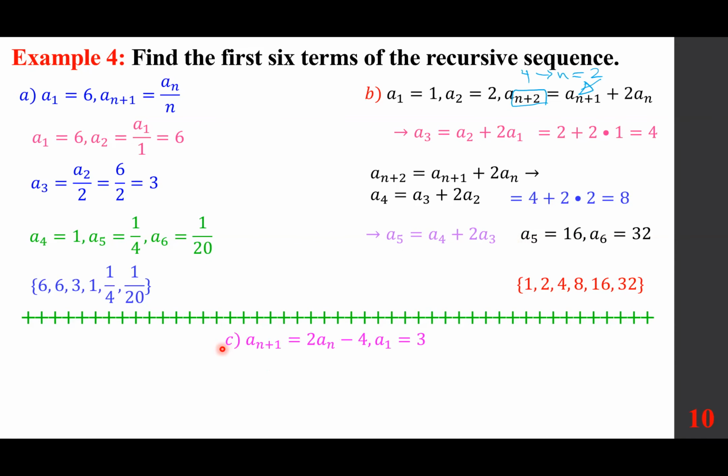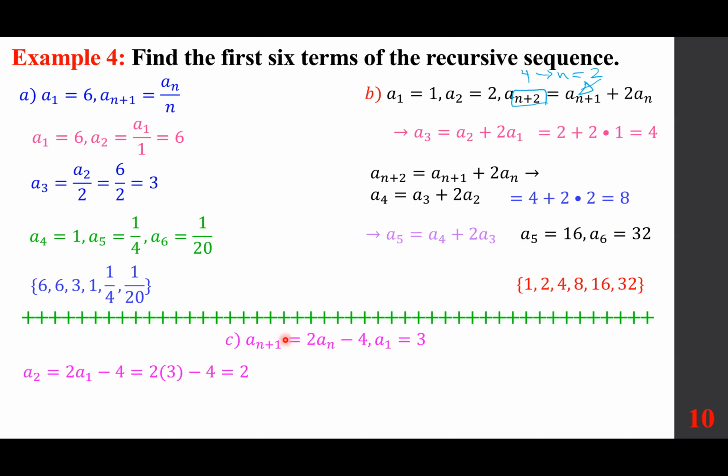As far as the last one on this page is concerned, a sub n plus 1 is 2 a sub n minus 4, and a sub 1 is 3. Therefore, the next one must be a sub 2. So according to this formula, what is the formula for a sub 2? If this is 2, n becomes 1. So a sub 2 is 2a sub 1 minus 4.